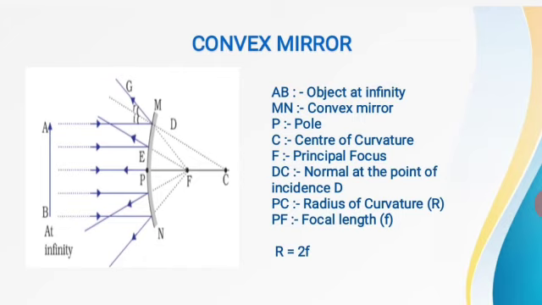Now, the point F where all these rays are meeting, when extended, is called the principal focus. The distance CP is actually the radius of curvature of the mirror, denoted by capital letter R. Distance PF is called the focal length. The fact is, focal length is equal to half of the radius of curvature. So this is the basic information about the image formed in case of a convex mirror.